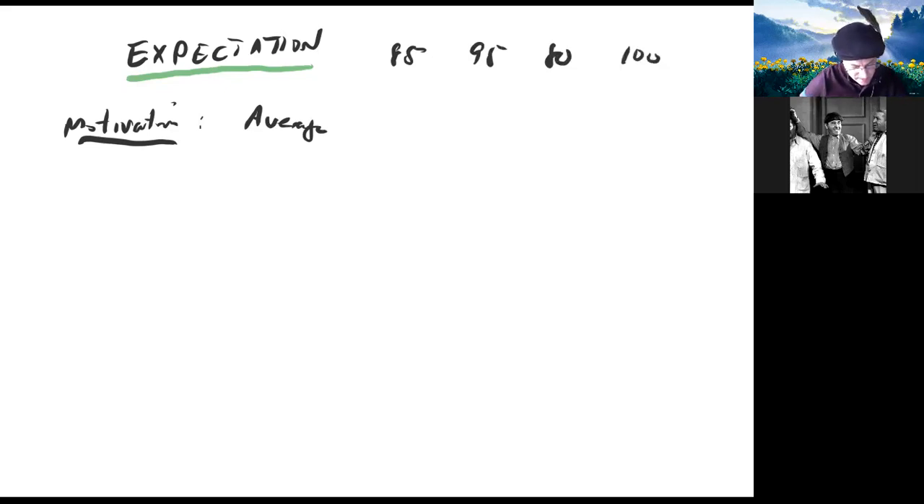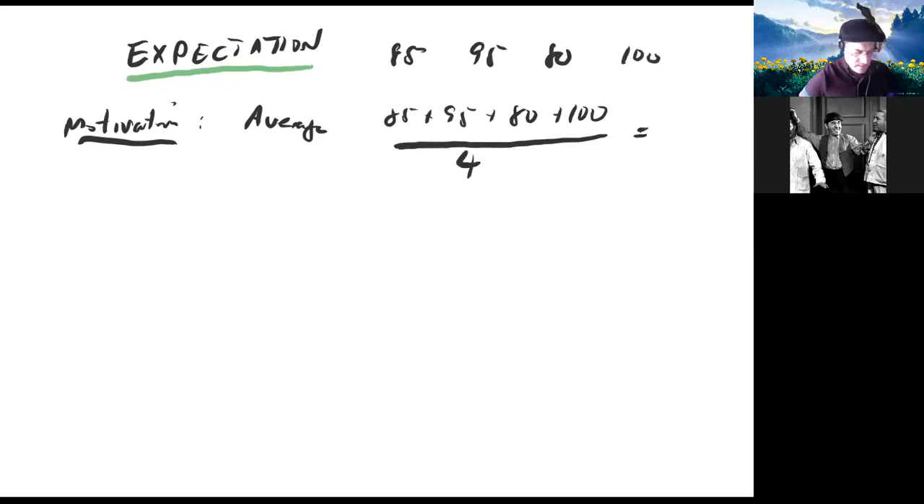So the average would be 85 plus 95 plus 80 plus 100 over 4, which gives me an average of 90. Okay, but maybe I want to weight the exams differently. Maybe if this is exam 1, exam 2, exam 3, exam 4, I want to weight the first exam by not 25% of your grade, but just 20% of your grade. So I take 0.2 times 85. So this is the weighted average.